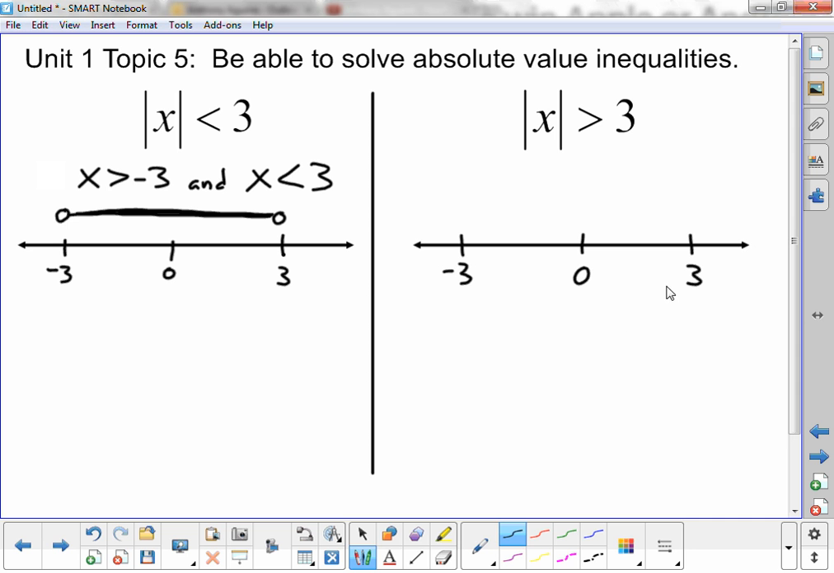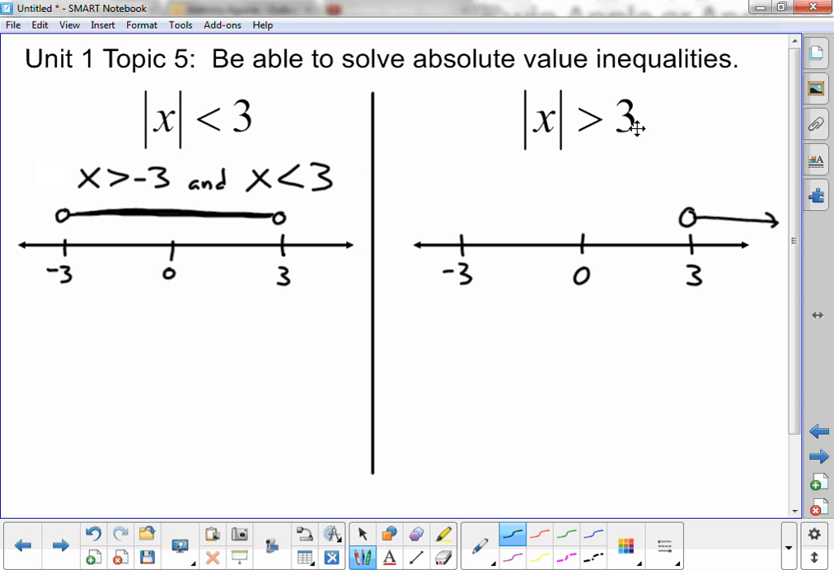Now, you want your distance to be bigger than 3. So if the distance from 0 to 3 is 3, bigger than 3 would go beyond 3. So 3 and beyond. Now it's an open circle because there's no equal to sign. So this is a distance that's bigger than 0. Anything above 3 is bigger than 3.